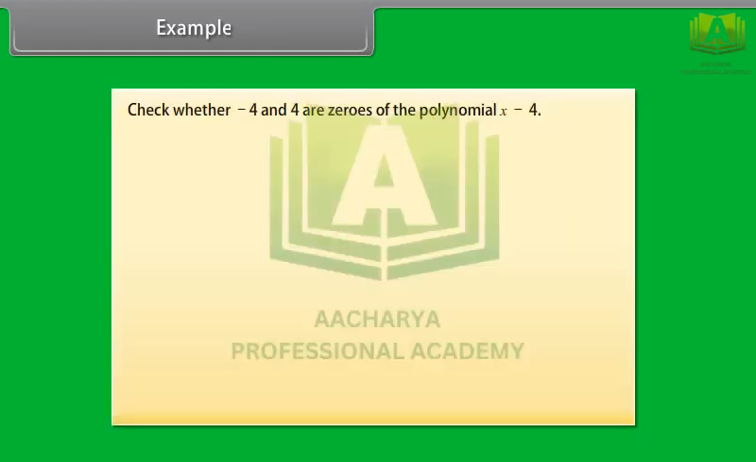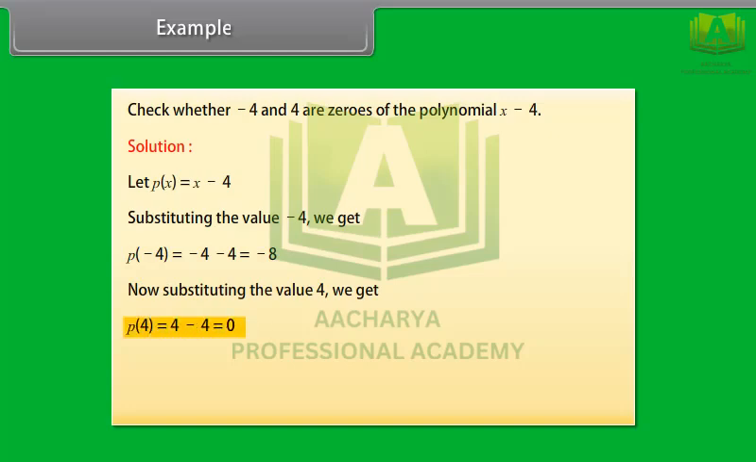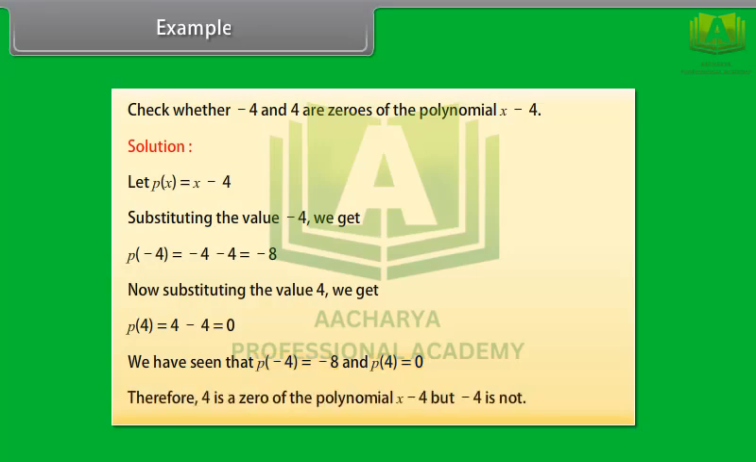Example. Check whether minus 4 and 4 are zeros of the polynomial x minus 4. Solution. Let p(x) is equal to x minus 4. By substituting the value minus 4, we get p(minus 4), which equals minus 4 minus 4, which is equal to minus 8. Now substituting the value 4, we get p(4) equals 4 minus 4, which is equal to 0. We have seen that p(minus 4) is equal to minus 8 and p(4) is equal to 0. Therefore, 4 is a zero of the polynomial x minus 4, but minus 4 is not.